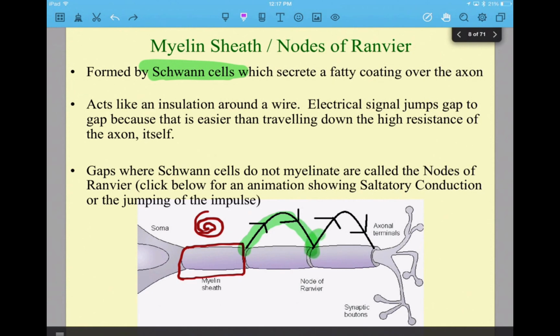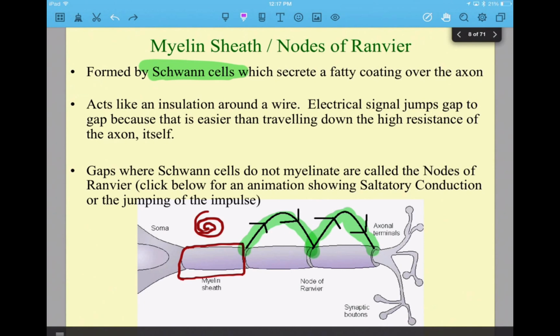jumps. Now, I remember my daughter's watching Dora the Explorer, and the Spanish word for jump is salta. So we call these saltatory conductive jumps, or saltatory jumps, saltatory conduction down the nerve. And the reason why this is important is the signal makes its way down the nerve to the axonal terminals, and it doesn't degrade. Now I'll explain why that's important.